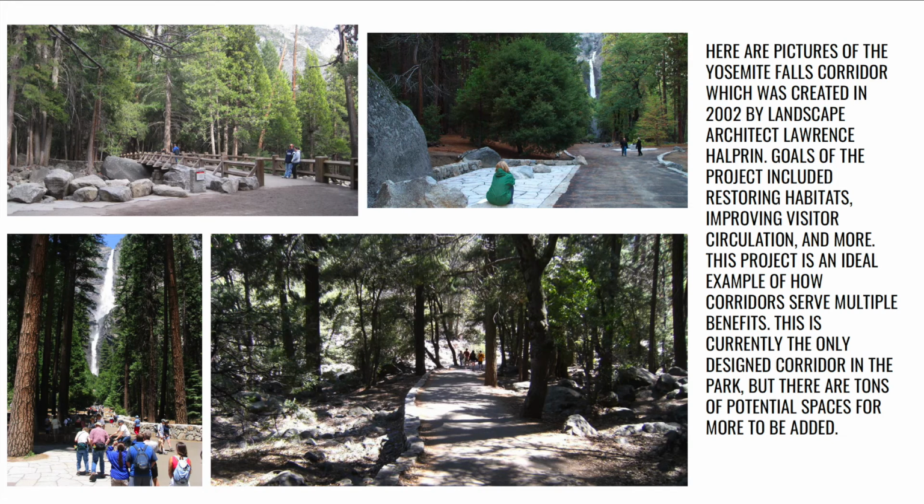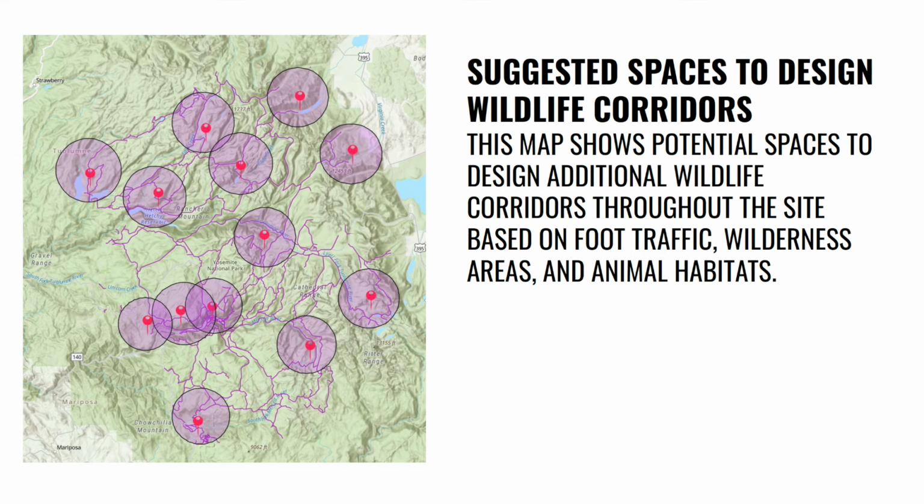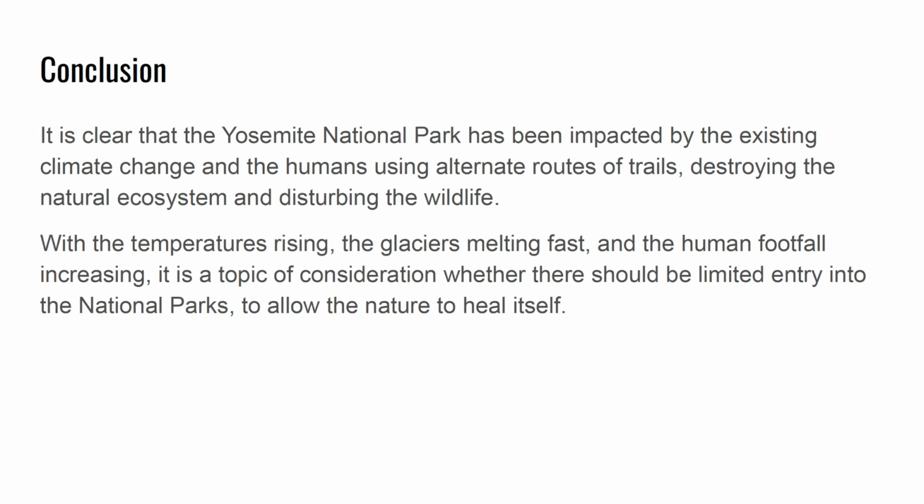As of today, there is only one major corridor design in the park that was completed all the way back in 2002 by landscape architect Lawrence Halprin. By increasing the presence of corridors in sites near walking trails where there is a change in habitats or spaces with heavy animal or human foot traffic, the park can become even healthier and continue to thrive.